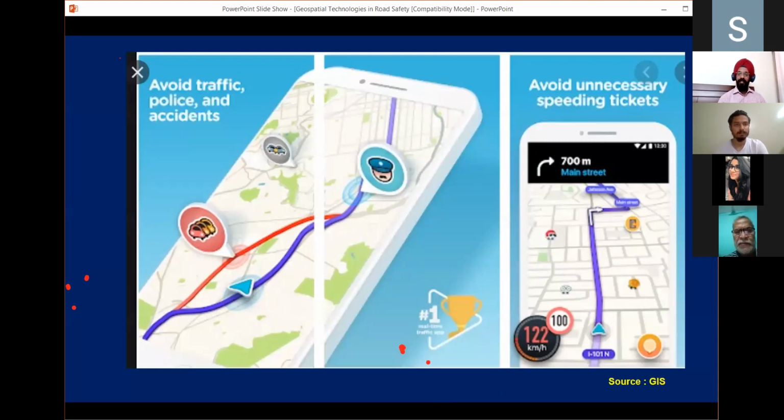I've already discussed that this is one of the best examples of a GIS map, an example of a digital map. Avoid traffic police and accidents, avoid unnecessary speeding tickets. So Google gives me such kind of information. And you must be aware that Google has totally changed geospatial technology. Around 7 or 8 years back, even a 30-meter resolution image I had to buy. It's not easy to create a map, but nowadays, even on Google Earth, I can draw lines. It's very easy. That technology has advanced a lot.